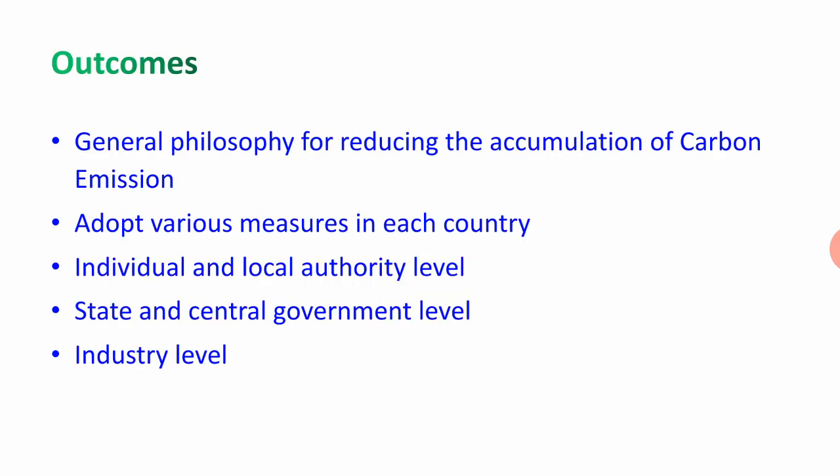So what is the main outcome from this one? The general philosophy for reducing the accumulation of carbon emissions. The philosophy we have already seen. In this philosophy, we have identified the triggering points of the carbon emissions, so that we can give huge effort to reduce them. In this case, adaptive measures for each country, individual and local authority level, state and central government level, and industry levels. In every part we need to implement this.